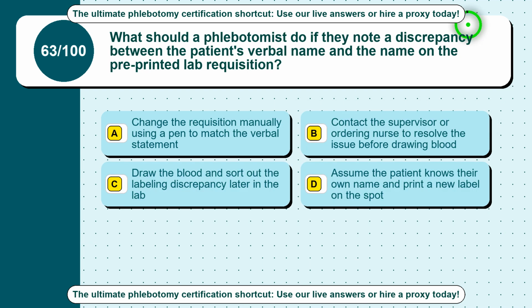Question 63. What should a phlebotomist do if they note a discrepancy between the patient's verbal name and the name on the pre-printed lab requisition?